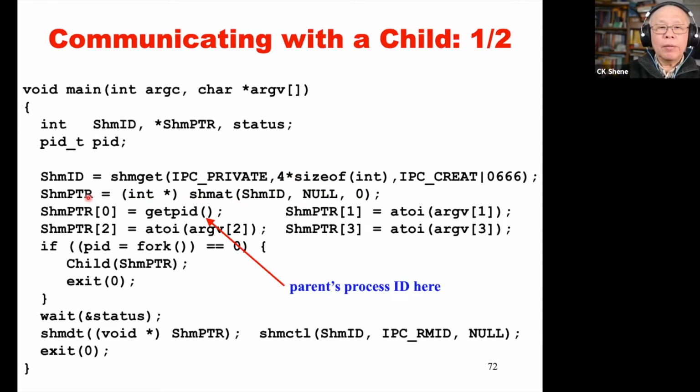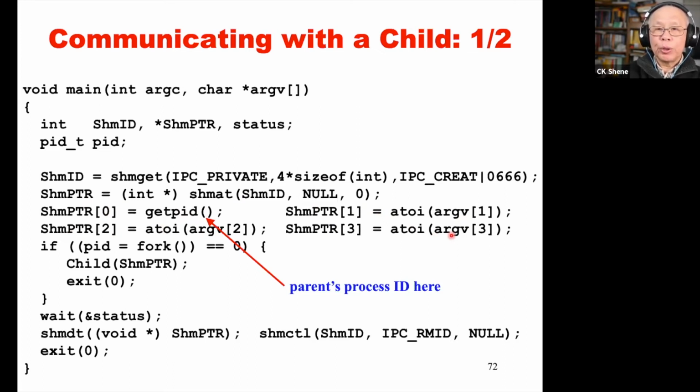So now after this pointer is obtained, you can use it as if it's a pointer from a malloc. So get my PID. Remember what this means? Get my PID and save it to the 0th location. Convert the first argument, second argument, and third argument to an integer, and save in the first location, the second location, the third location. So after that, all 4 integers in the shared memory segment are filled.